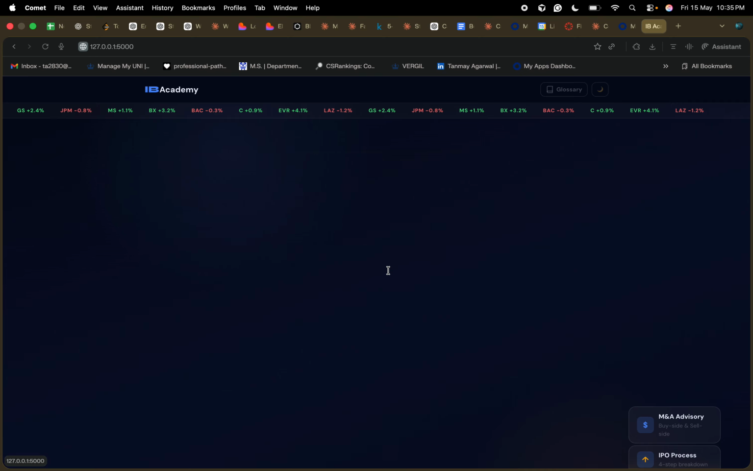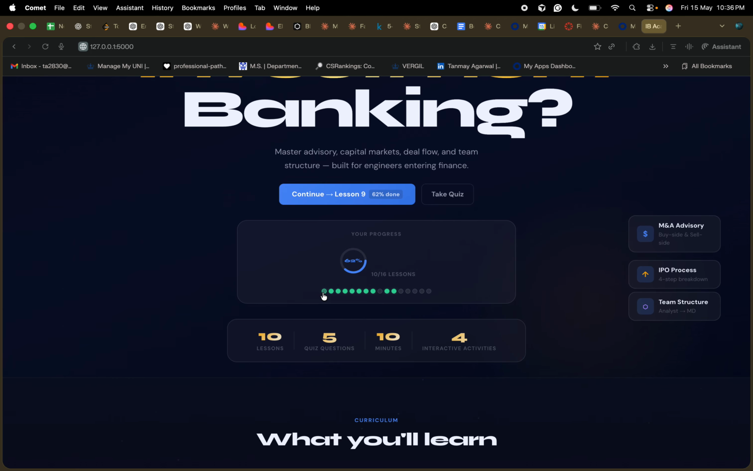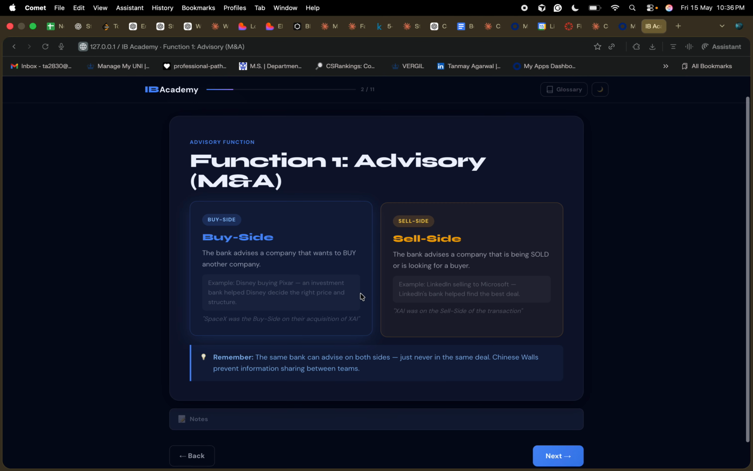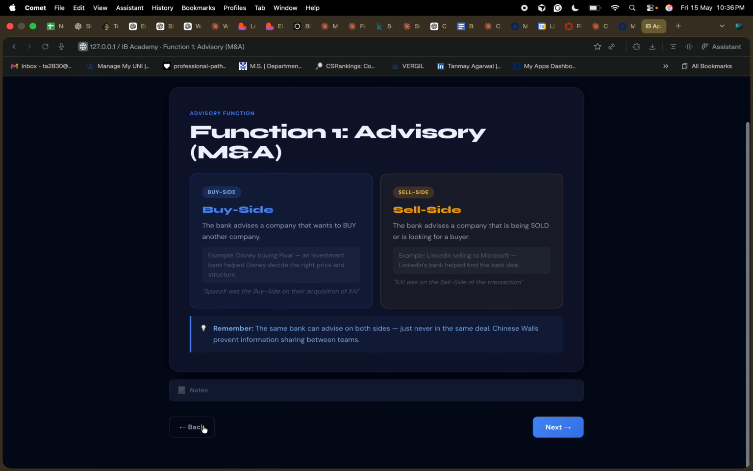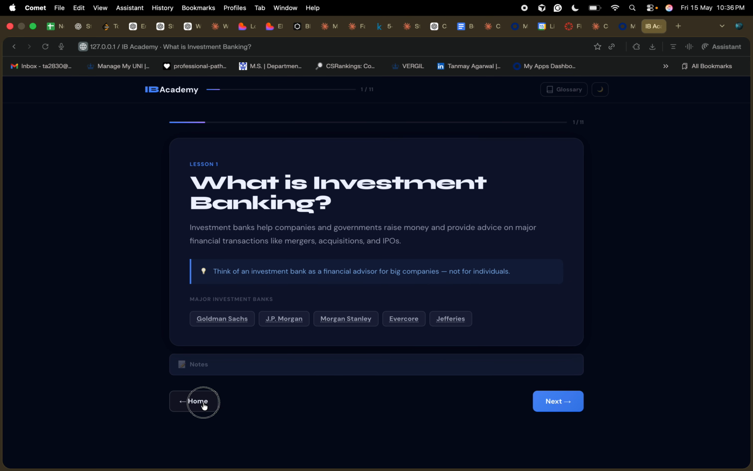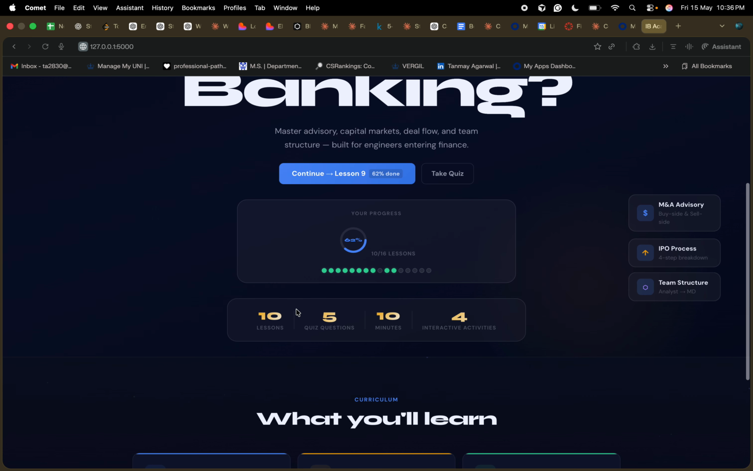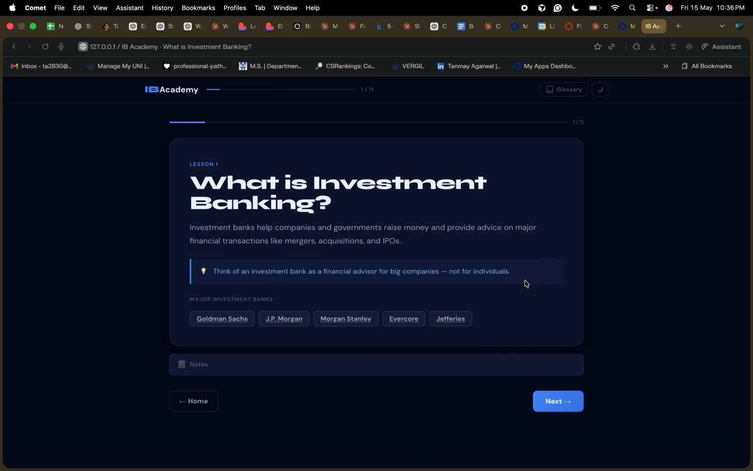Whereas we can also select if we want to continue from a particular lesson, like let's say I need to start with lesson number two. So here we go. Here I am starting from lesson number two, but let me just showcase all the lessons. So here we go, this is the first one: what is investment banking?